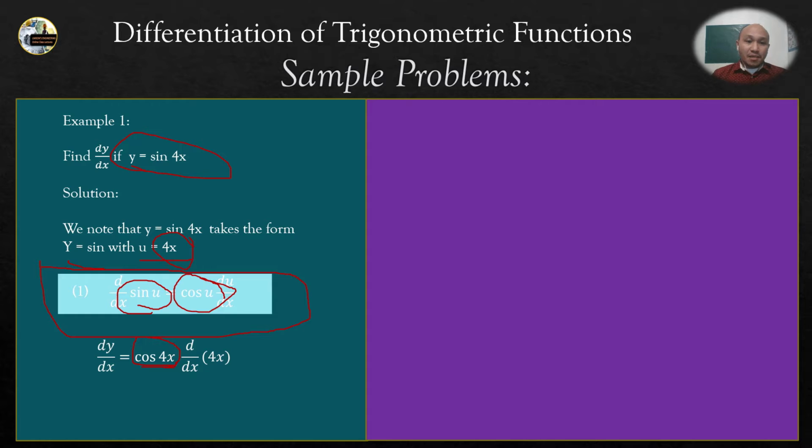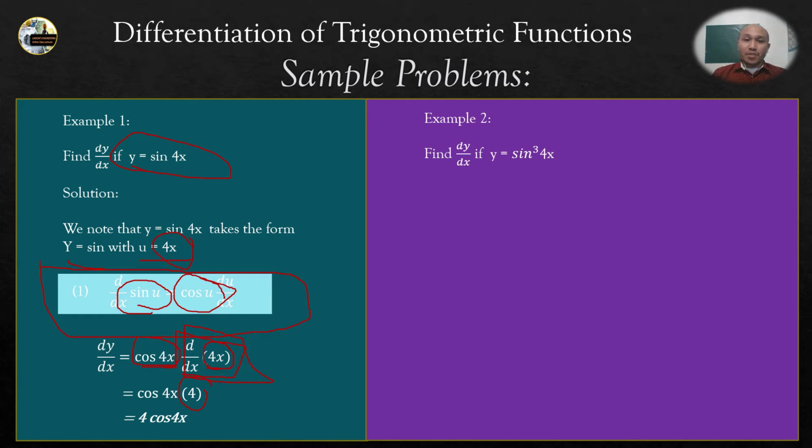And then du over dx, so this is 4x now. So we need to differentiate this part also. Then cosine 4x times 4. The 4 comes from the differentiation of 4x, d over dx. So our final answer for problem number 1 is cosine 4x times 4.